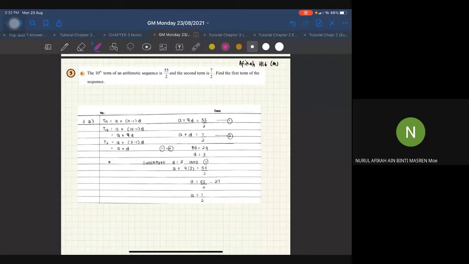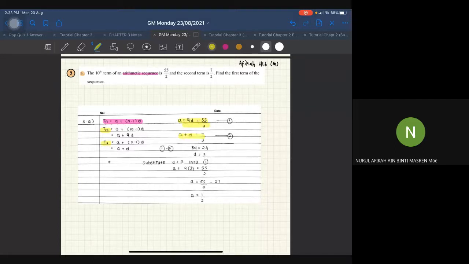Okay, so first, kita apa jenis sequence? So dekat soalan ni arithmetic sequence. So formula yang kita guna Tn equal A plus (n minus 1)D. Okay. Lepas tu, so yang bagi the 10th term of arithmetic 55 over 2. So T10 equals to 55 over 2. Then the 5th term equals to 7 over 2.